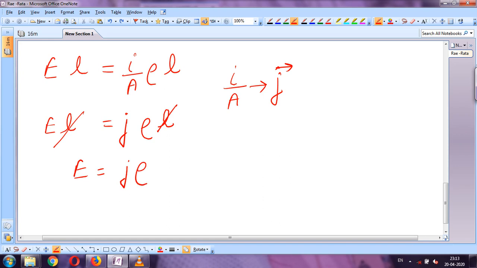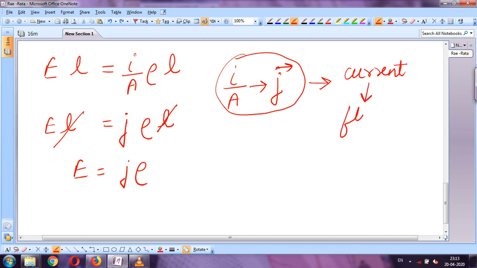Let us talk about current density first of all. How can we define current density? We can define current density as the current flowing per unit area. Current flowing per unit area will be called current density.